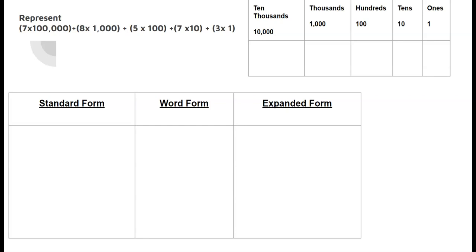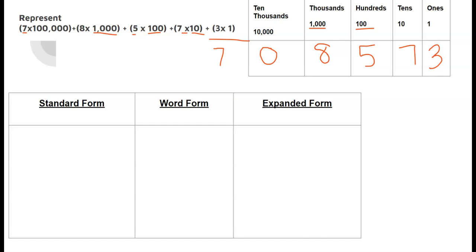I'm just going to mark it right here. I have 7 copies of 100,000. Now, how many copies of 10,000 do I have? I don't have any copies of 10,000. How many copies of 1,000 do I have? I have 8 copies of 1,000. Now, how many copies of 100 do I have? I have 5 copies of 100. And then my 10s, I have 7 copies of 10s. And then in my ones place, I have 3 copies of 1s.